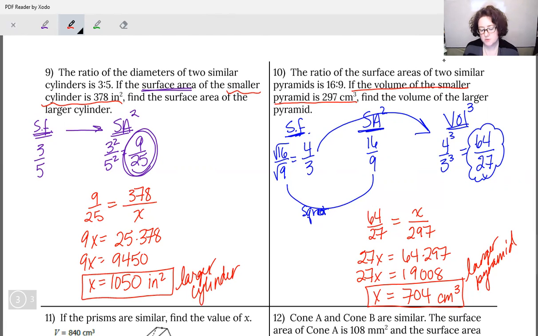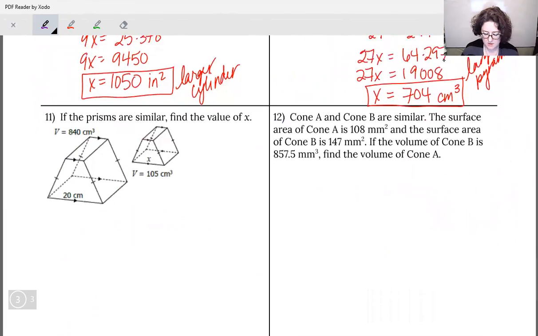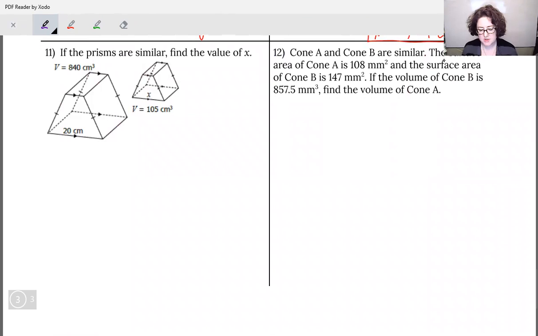Alrighty, 2 more examples. Here we go. Number 11, if the prisms are similar, find the value of x. So instead of explaining it, they gave us a picture, and these look like some pretty funky prisms. But I don't think we need to do a whole lot of calculations on these. We just need to use our relationships.